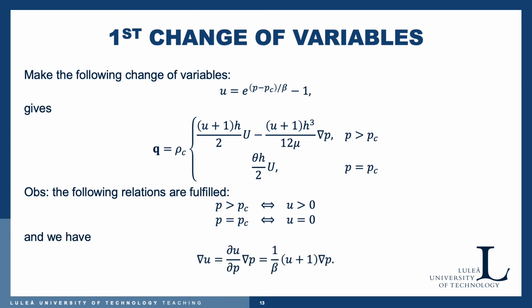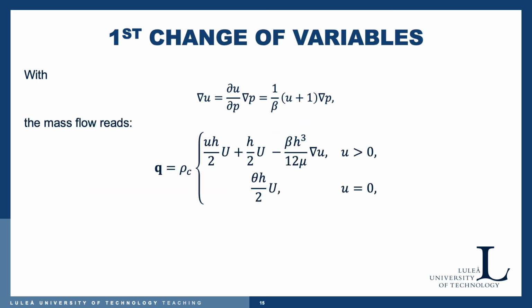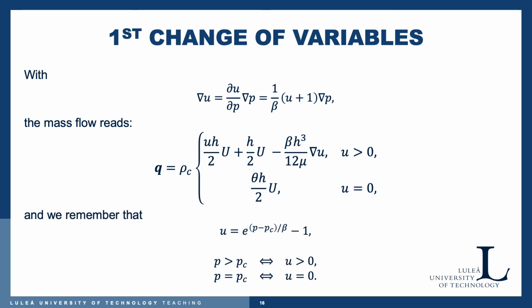Directly from the change of variables, we obtain an expression for the gradient of u in terms of the gradient of p, and we can make more simplifications of our mass flow, of course. So now we have a mass flow in terms of u and theta, and there is no more p in there. And we remember that in order to obtain this, we have made the following change of variables, and the following relations hold.